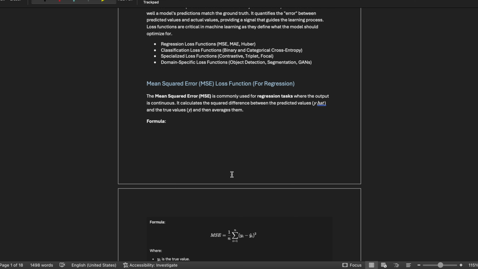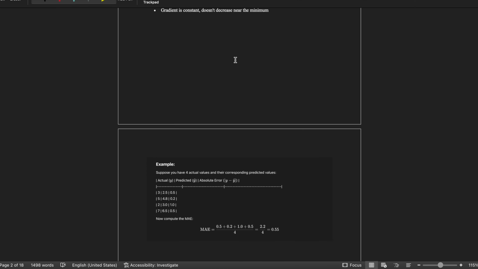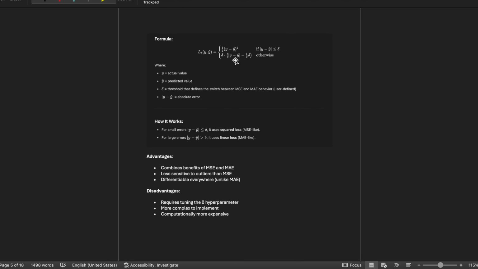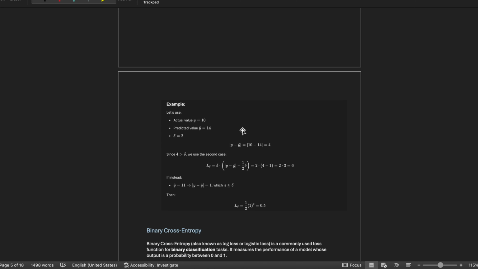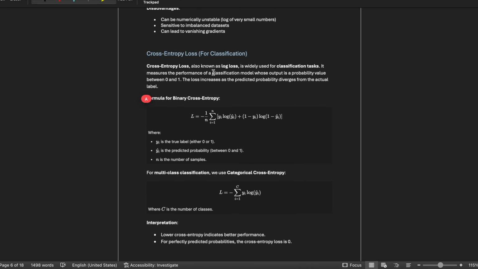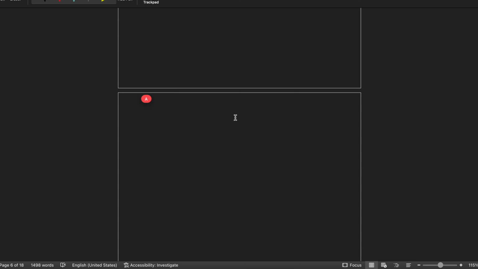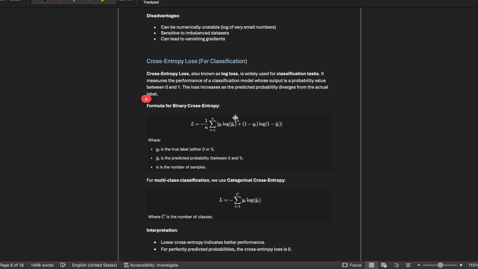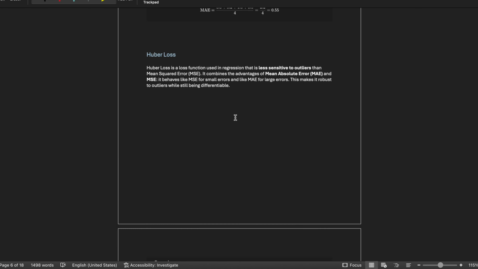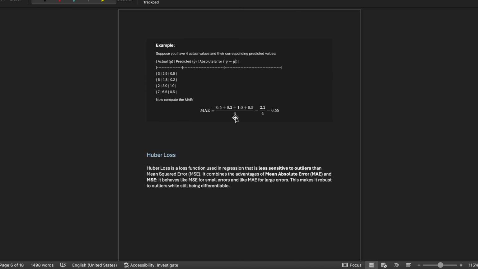We have seen mean square error, the loss function for regression, and then MAE, which is mean absolute error. Then we also saw Huber loss, which is the middle ground between MSE and MAE. And then we saw binary cross entropy for binary classification, and also cross entropy loss. Then we wrapped up our lecture. So basically, we covered the loss function and different types of losses.